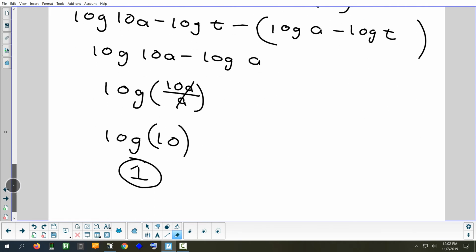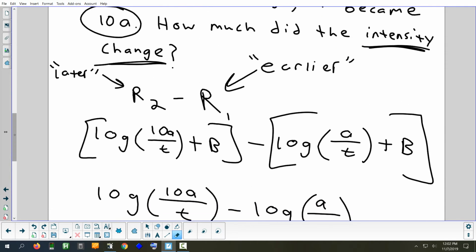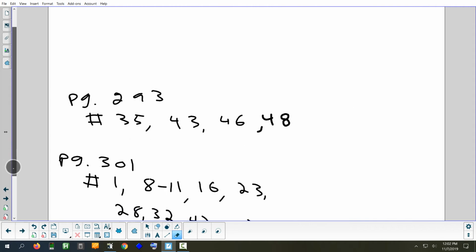What that means, because we got a 1, is that if your earthquake is 10 times more powerful, that's a difference of 1 on the Richter scale. So it doesn't seem like much, but if you compare a magnitude 2 earthquake to a magnitude 3 earthquake, that's 10 times as powerful. How about if you compared a magnitude 2 to a magnitude 4? 100. Every number on the Richter scale is a factor of 10 times as much. That's how it works.